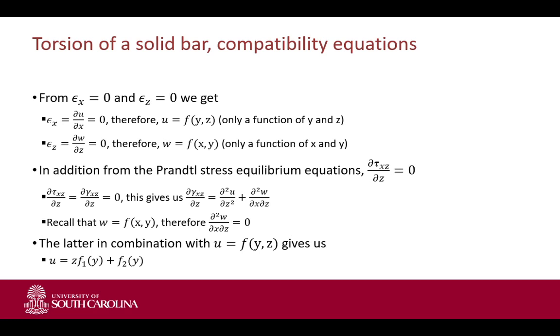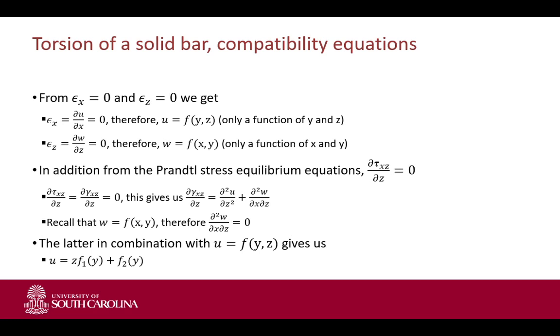And then from our Prandtl stress equations, we know that partial tau xz over partial z is equal to 0, and we know that the stress and the strain are related to each other. The shear stress and the shear strain are related through G. So we can say that if partial tau xz over partial z is equal to 0, then our shear strain, partial gamma xz over partial z, must also be equal to 0, because shear modulus is always a non-zero quantity.